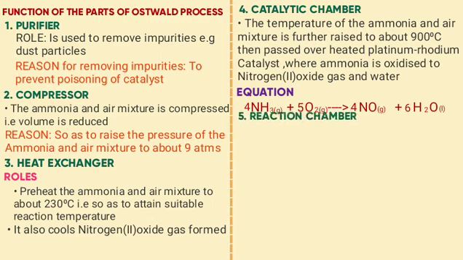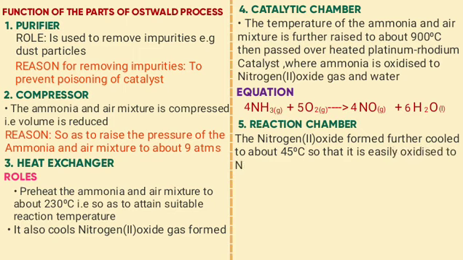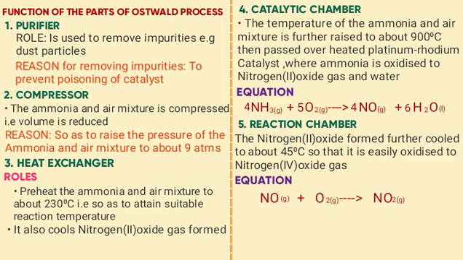Reaction chamber. In the reaction chamber, nitrogen monoxide is further cooled to a temperature below 45 degrees Celsius, so that nitrogen monoxide is easily oxidized to nitrogen dioxide. The equation in the reaction chamber: nitrogen monoxide plus oxygen, arrow, nitrogen dioxide. Balance the equation, place 2 where there is nitrogen monoxide and 2 where there is nitrogen dioxide.